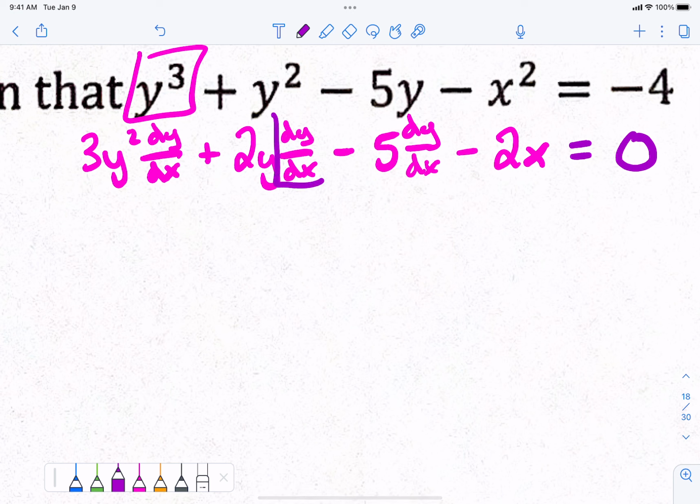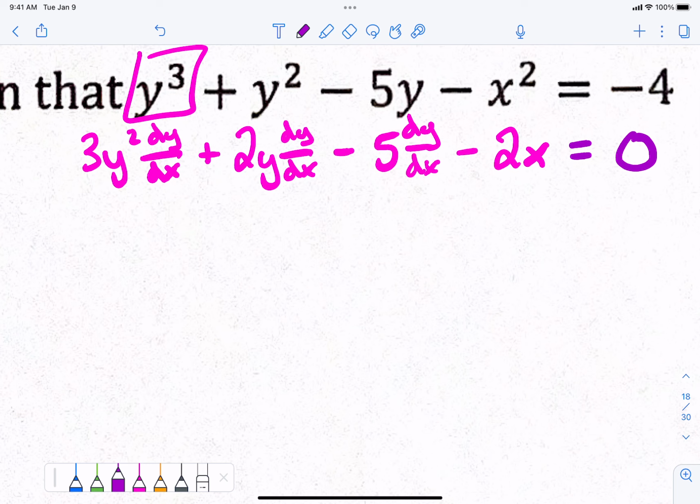Y dy dx, those are two separate pieces. Those two things are being multiplied together. If we did 3y squared plus 2y plus 5y minus 2x, can you do plus 7x? Can you combine them? Yes. But can you divide dy dx by dy dx to get it to go away? No.